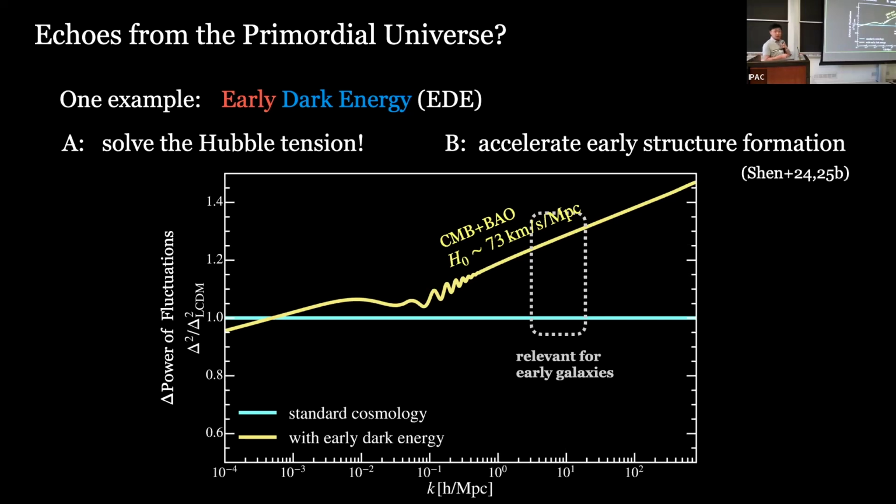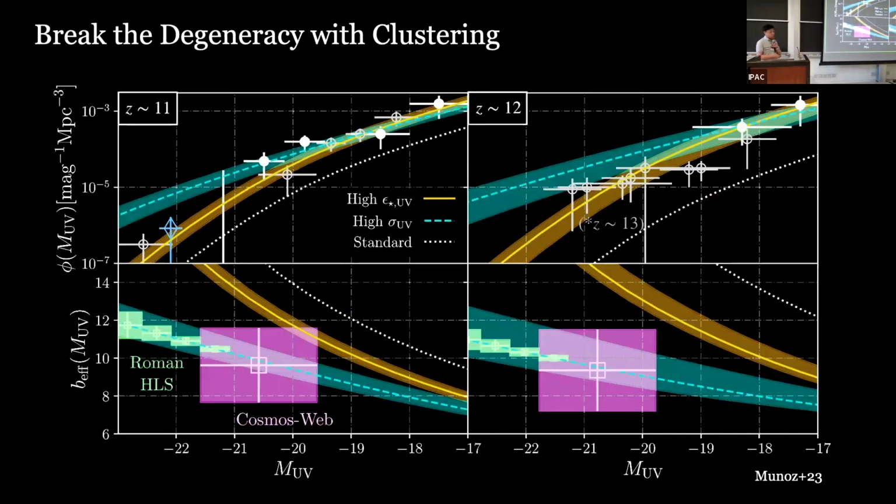This yellow line here is an example. If you redo the analysis of CMB plus BAO data, assuming the existence of this component, you get a Hubble constant around 73 that is fully consistent with local measurements. And this boosts the small-scale power and accelerates structure formation. So how do we tell the difference? How do we break the degeneracy of these possible explanations? One way to do this is through clustering, which was mentioned already in Steve's talk. Here's a plot that I took from Julian Monod's paper, where he compares two scenarios that reproduce the UV luminosity function but give rise to very different clustering power.